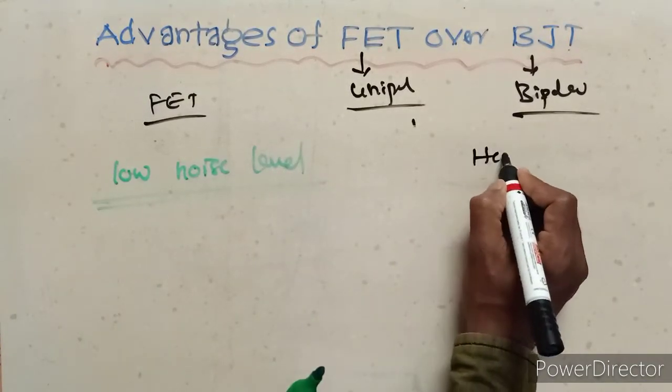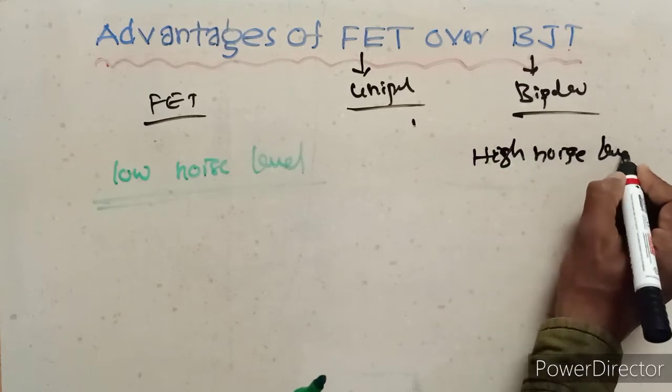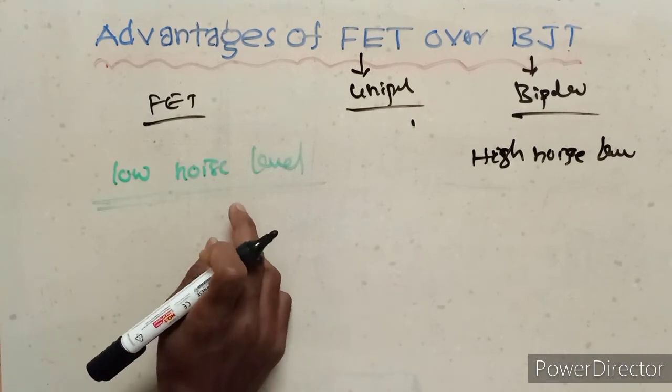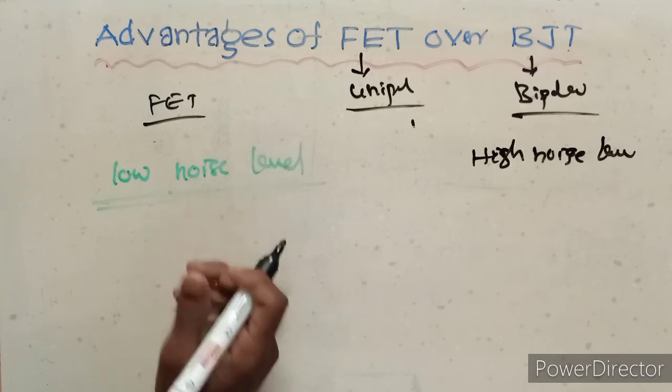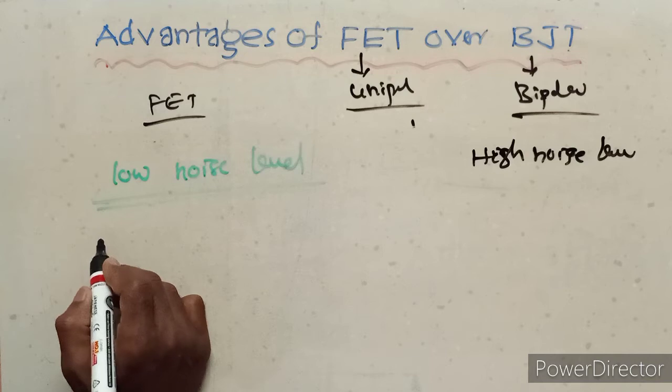BJT has a high noise level. Because of the high noise level, FETs are used in voltage variable resistors.